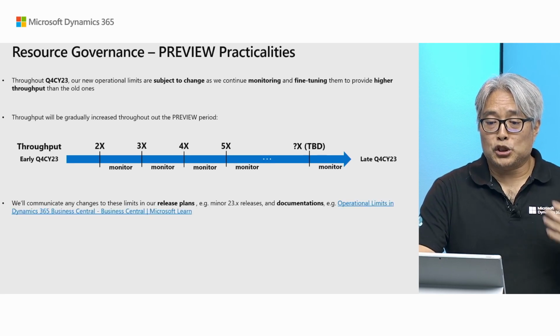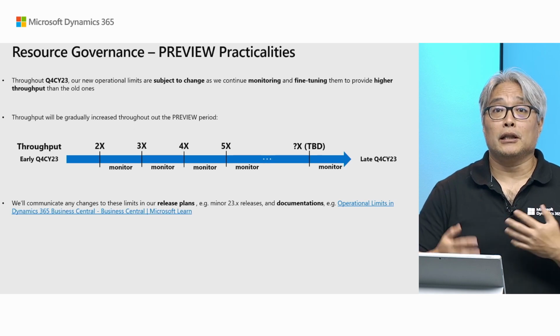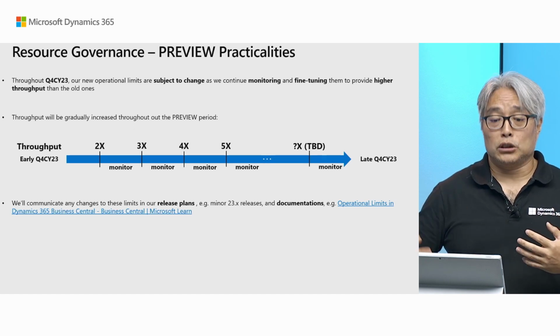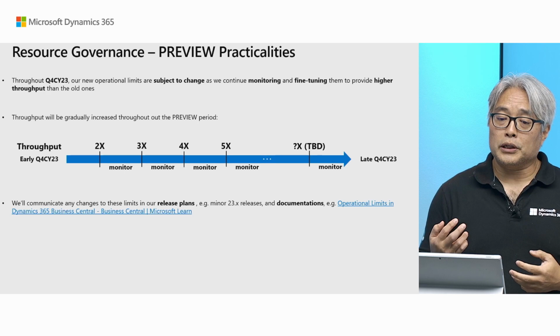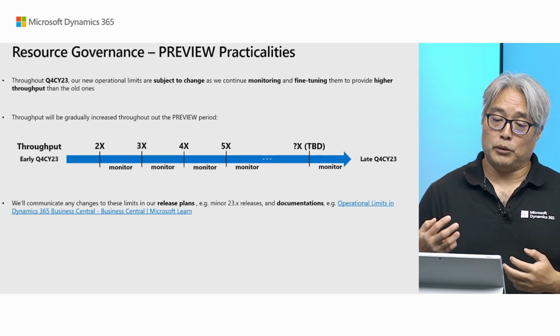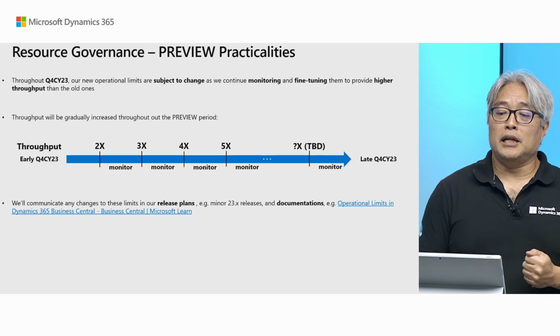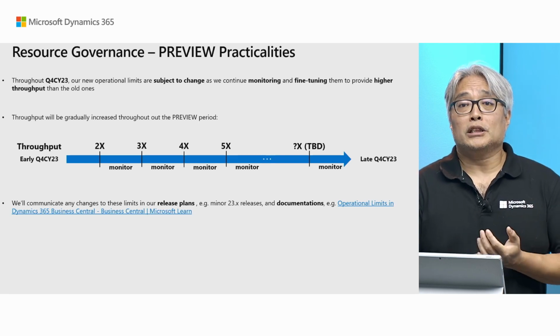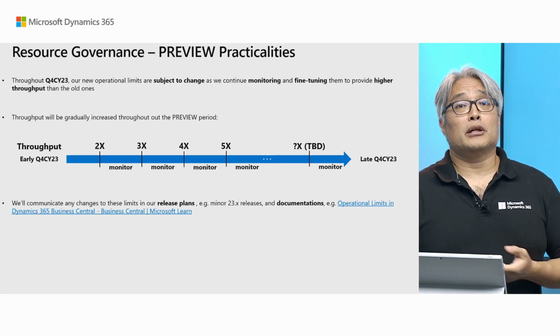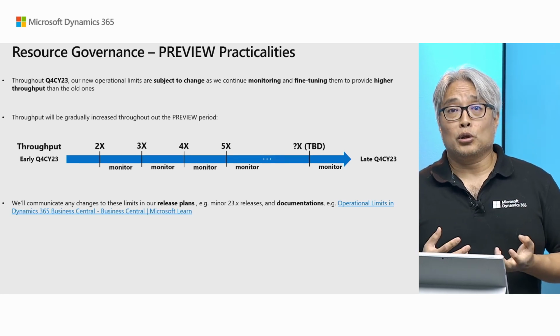So we want to make sure that we communicate those incremental increases of throughput throughout the quarter, throughout the preview period. We'll announce any changes in our release plan. So watch out for the minor 23.x releases, and also our documentation, especially the operational limit documents, because there are going to be a lot of updates in the document throughout the period.